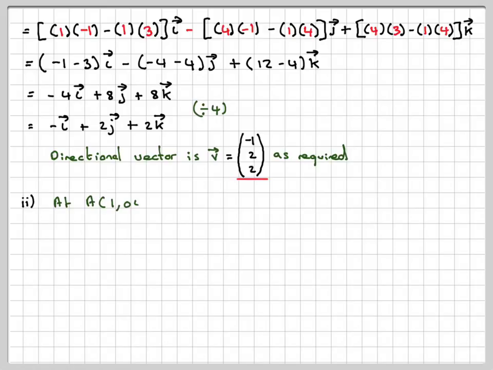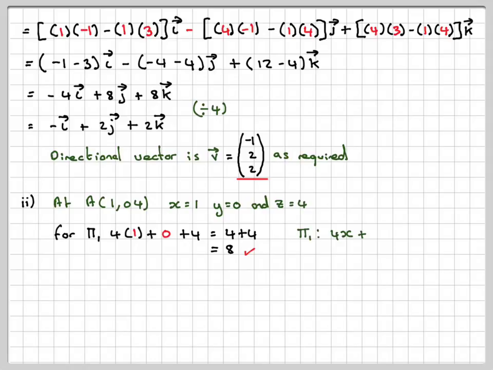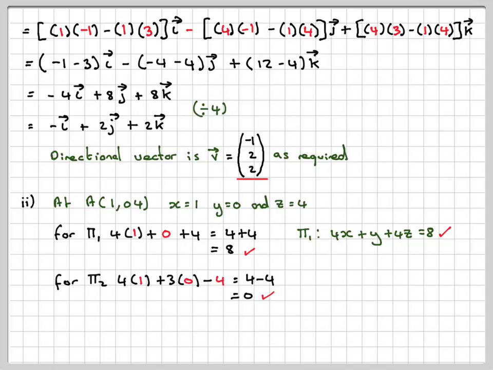So at the point A (1, 0, 4), we'd have to verify that this point is on both planes. If it does, they intersect at that point. So for plane 1, that's going to be 4 times 1 plus 0 plus 4, which is equal to 4 plus 4, which is 8. And that's what we wanted the first plane to be, 8. So that's okay, that's on that plane. And then for the second plane, it's 4 times 1 plus 3 times 0 minus 4, which gives 4 take away 4, which is 0, which is on plane 2. And because that point's on both planes, that's where both planes intersect.